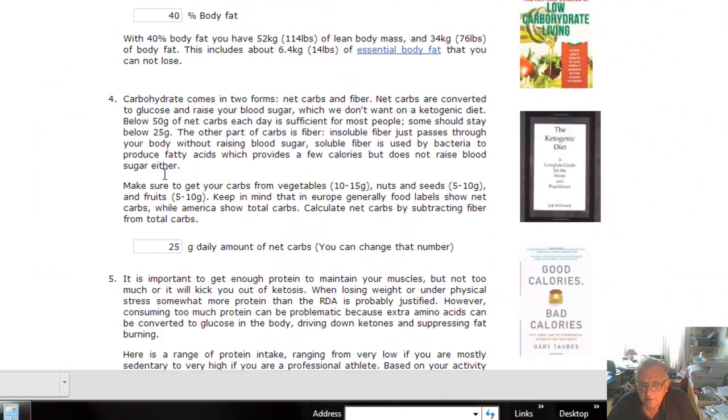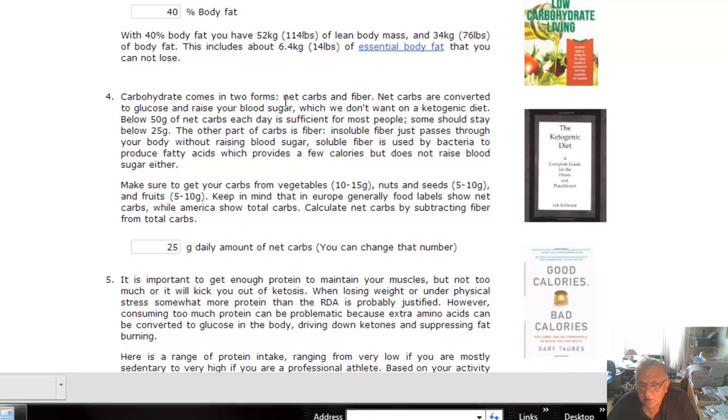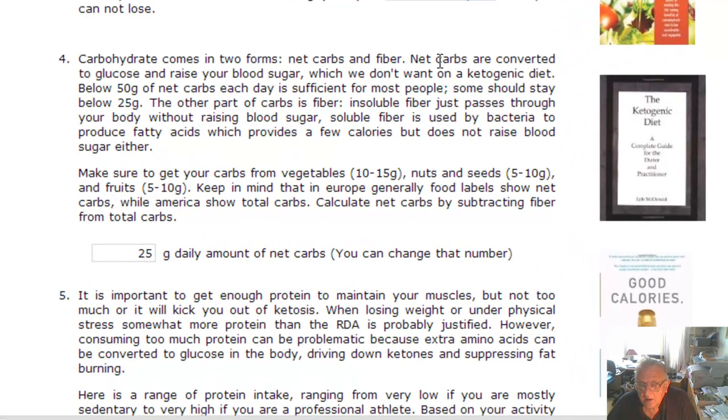Right, let's move on. Carbohydrate comes in two forms, net carbs and fiber. So if you're eating something like a cabbage leaf, there's not very many net carbs, there's quite a lot of fiber. It says net carbs are converted to glucose and they raise your blood sugar, which we don't want on a ketogenic diet. And if you're a diabetic, even if you're not on a ketogenic diet, you don't want that. It says here, below 50 grams of net carbs each day is sufficient for most people. Some should stay below 25. And certainly my own personal experience is that if I don't stay below 25, I come out of ketosis.